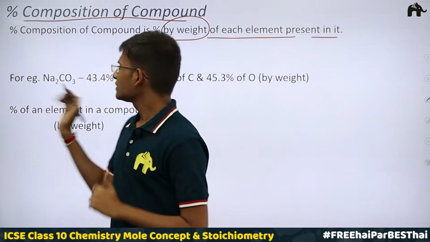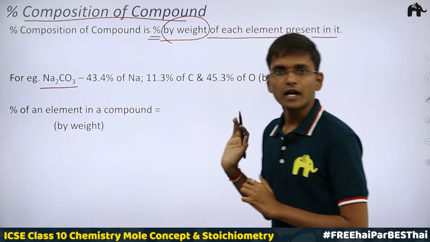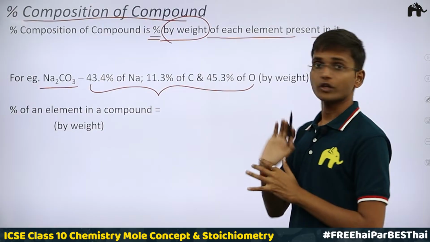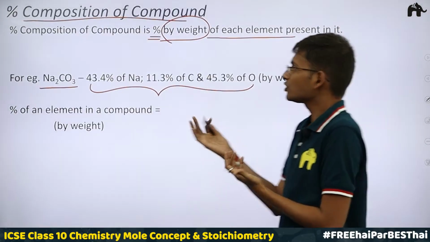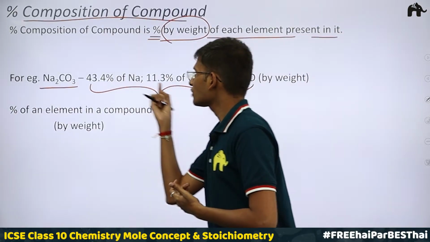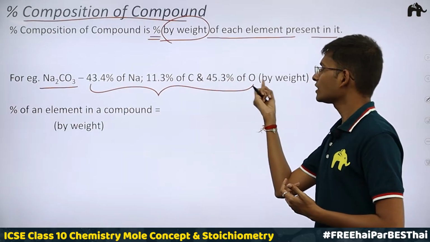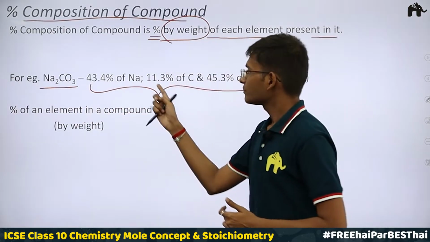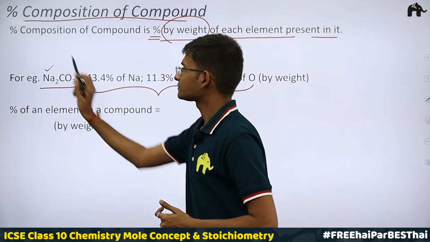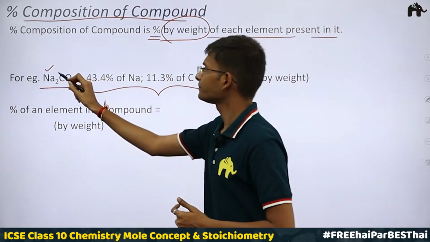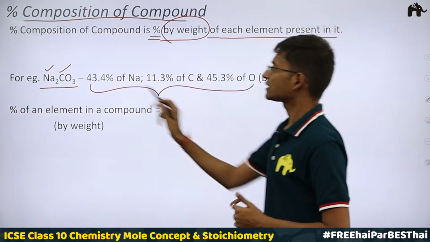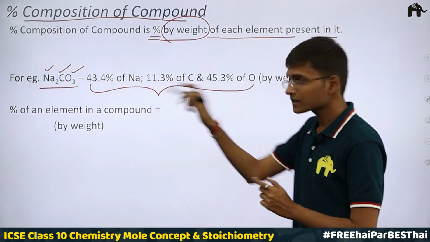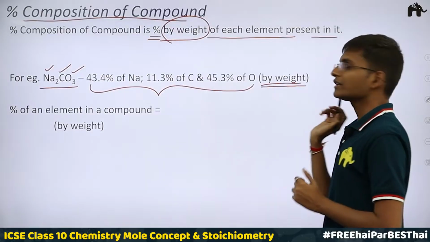Here, see, if I'm having this compound sodium carbonate, this is the percentage composition of sodium carbonate. Why I'm saying this? Because you are having the percentage of each element which is present in that compound. See, percentage of sodium, percentage of carbon, percentage of oxygen. So I'm having the percentage of each element present in the compound, and this percentage is percentage by weight.